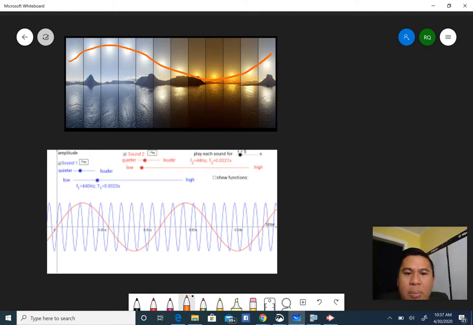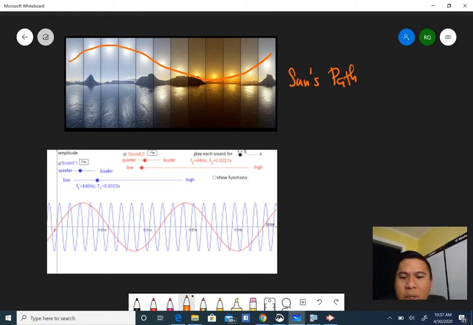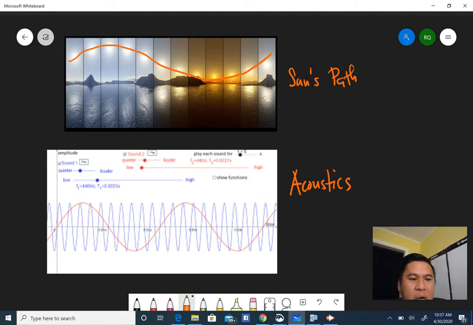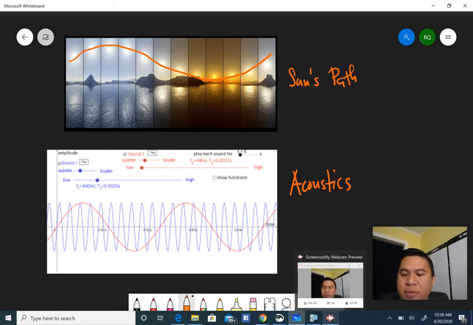The one at the bottom is what we call acoustics, or the study of sound. As you may see, it shows the register of sound as a sinusoidal function, and sound also has its amplitude and frequency and everything else that we can see as a sound wave in terms of a sinusoidal function as well.